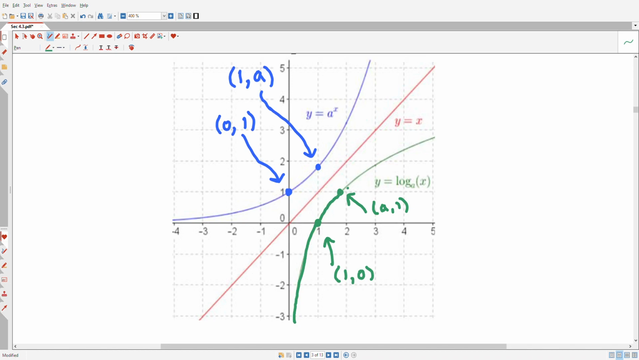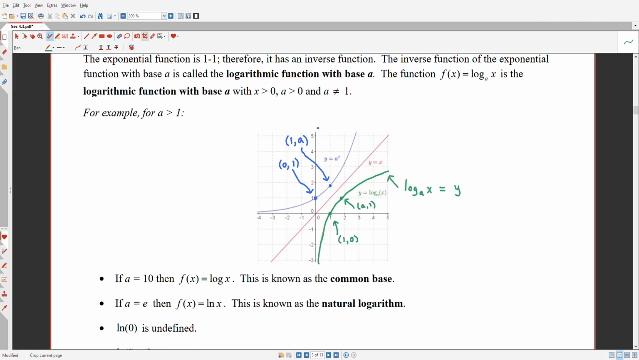And it turns out we don't have a good name for this until we decide to give it a name. We call this the inverse of a to the x, we call it the logarithm base a of x. So that's this inverse. And what does it mean to say that this function is the inverse? Well, we can review a little bit about what that should mean.